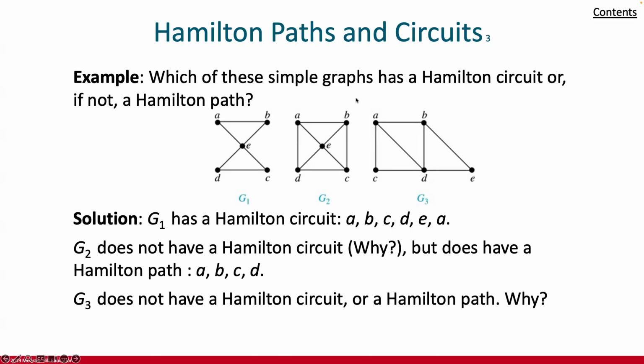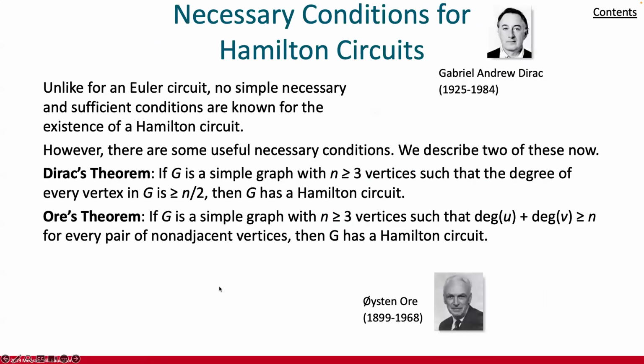So here's an example: which of these simple graphs has a Hamiltonian circuit, and if not, a Hamiltonian path. And so you can walk through that. G1 has a Hamiltonian circuit. G2 does not have a Hamiltonian circuit, but has a Hamiltonian path. And G3 does not have a Hamiltonian circuit or a Hamiltonian path. So I'll let you think about that, and you can go to Rosen for some more helpful information.